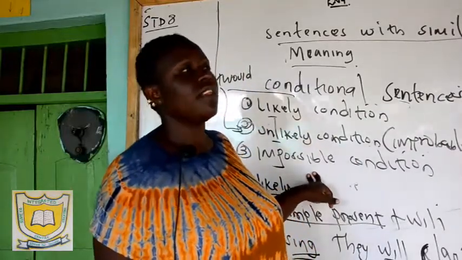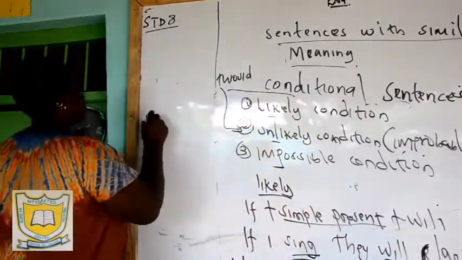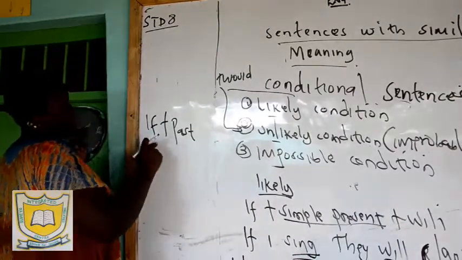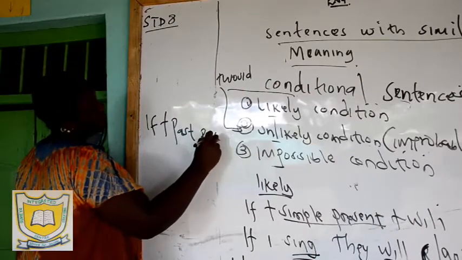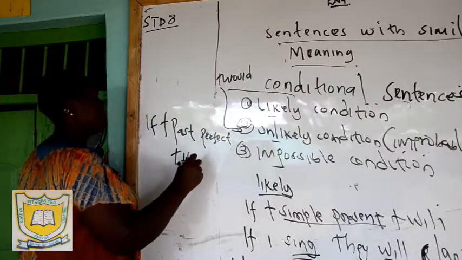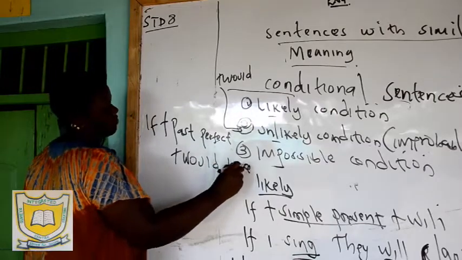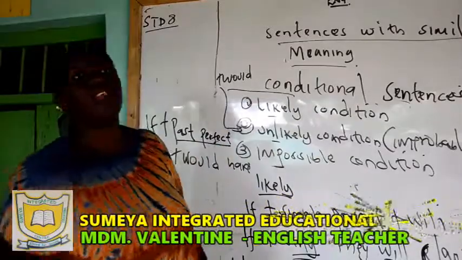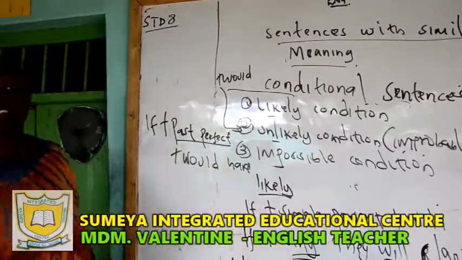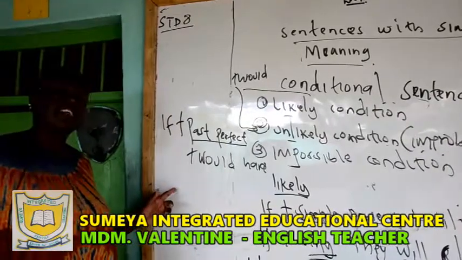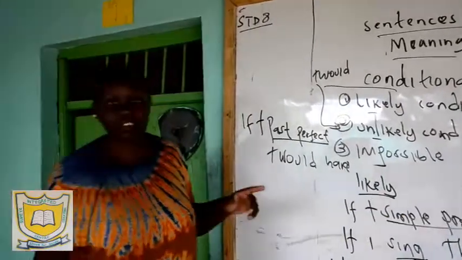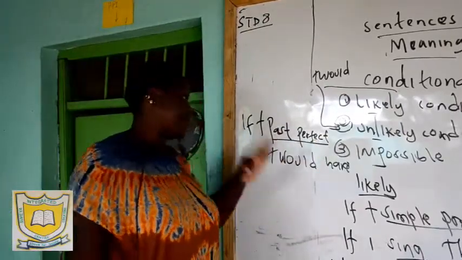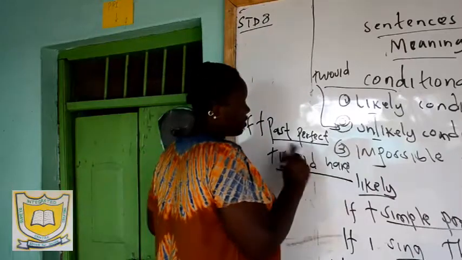The impossible condition is formed by if plus a past perfect plus would have. Now you are only going to recognize a past perfect if you know tenses. That takes you back to direct speech and passive and active voice. So we say if plus past perfect plus would have.